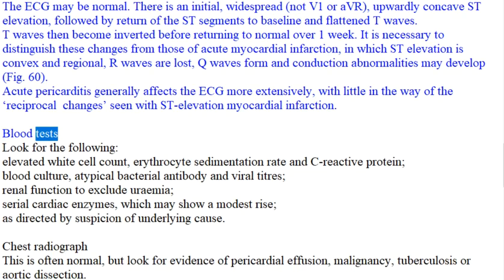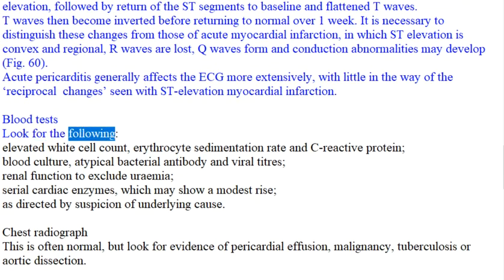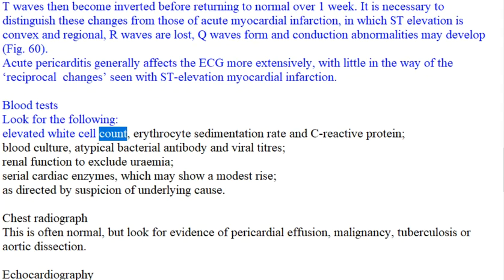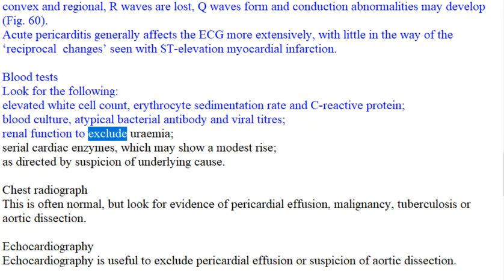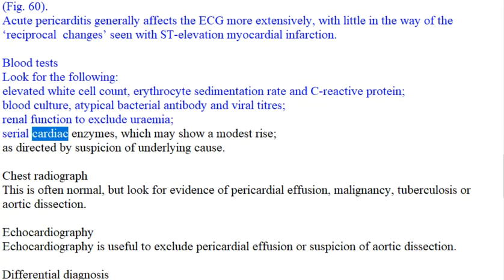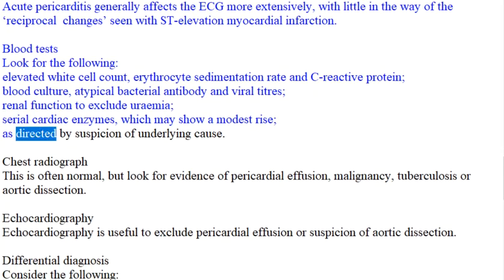Blood tests. Look for the following: elevated white cell count, erythrocyte sedimentation rate and C-reactive protein. Blood culture, atypical bacterial antibody and viral titers. Renal function to exclude uremia. Serial cardiac enzymes, which may show a modest rise, as directed by suspicion of underlying cause.